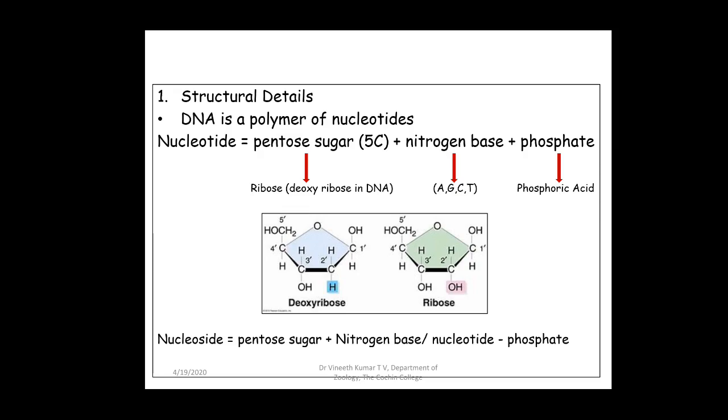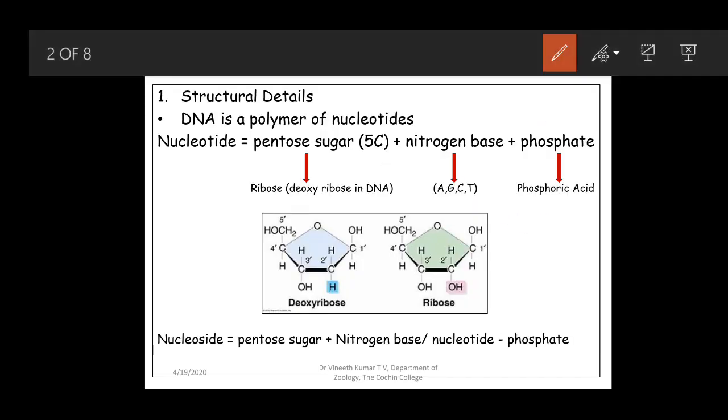DNA, or deoxyribonucleic acid, is a polymer of nucleotides. So first you'll see what is the composition of a nucleotide. As you see here, a nucleotide is composed of three main components: a pentose sugar, which is always a 5-carbon sugar, a nitrogen base, and a phosphate.